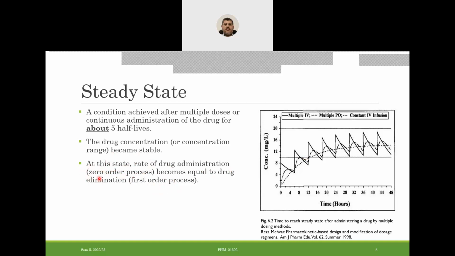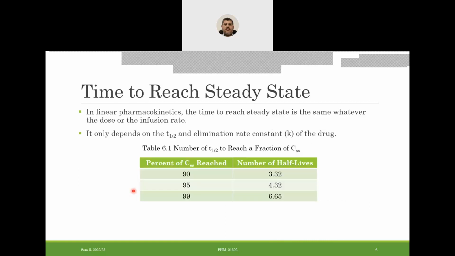The rate of administration is a zero order process, fixed, doesn't change, but elimination, as we mentioned, is a first order process. The rate of elimination increases as long as the concentration of drug in plasma keeps increasing, to reach a level where it becomes equal to the rate of administration, then that concentration will not change any more. To reach steady state, as we mentioned, 99% after about 6.65 half-lives. For practical reasons, about 5 half-lives means that the concentration reached about 96% of the steady state concentration. So you can say it reached steady state.